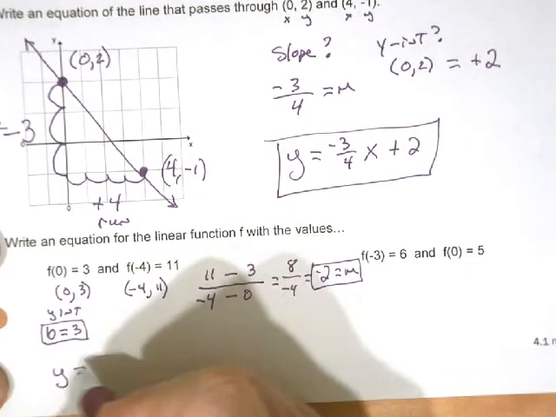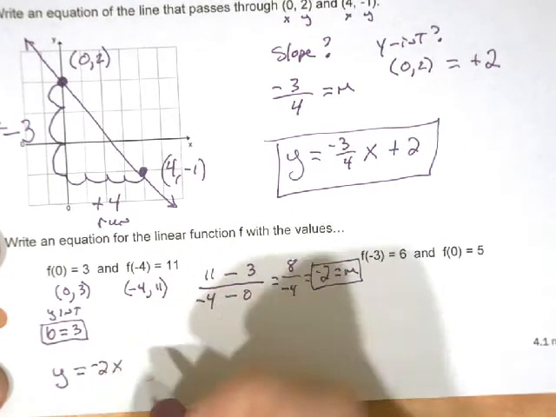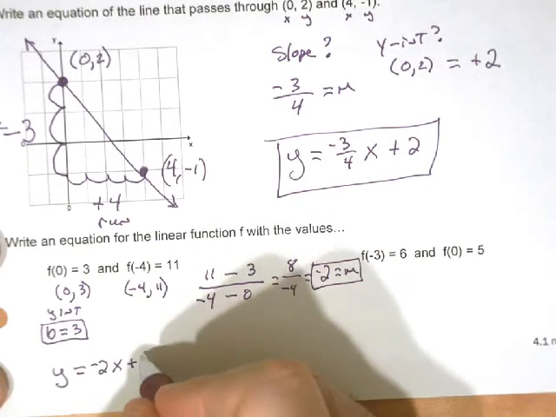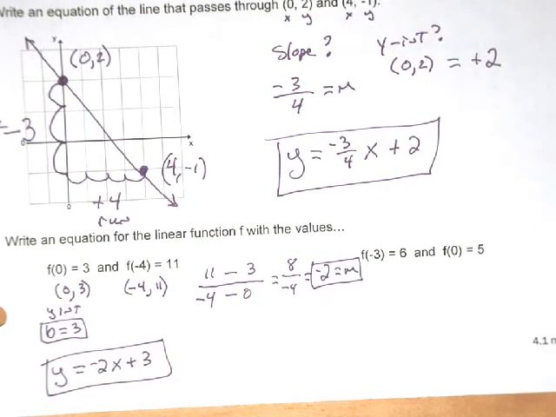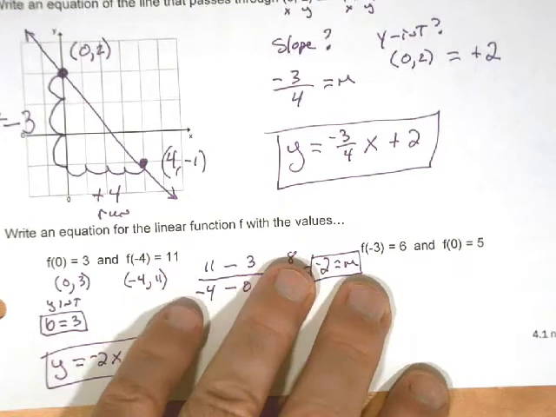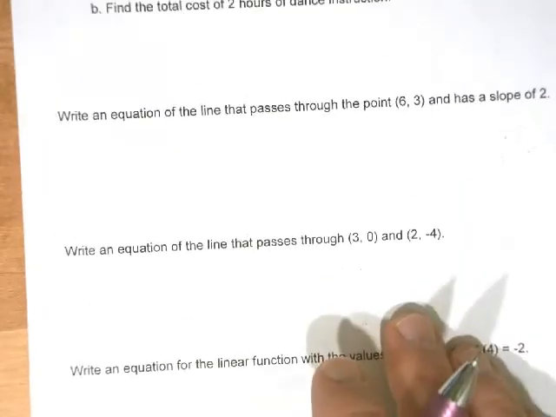I have my 2 pieces of information now. Now I can put it together. Y equals slope, -2x, and what's my b value? It is that +3. So I'll give you the second one there to work on your own. You can check that with the answers later.